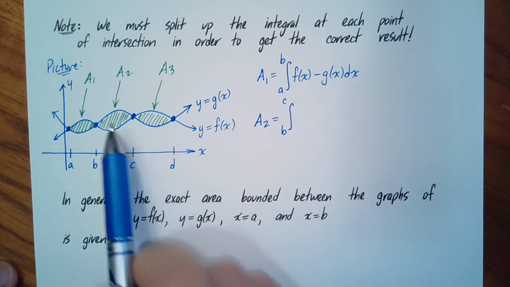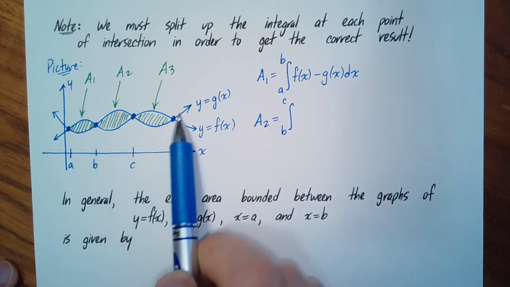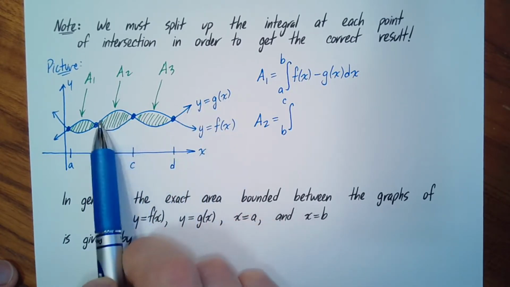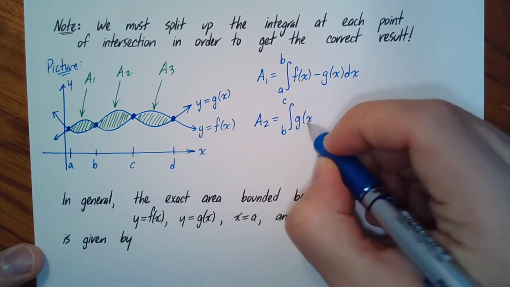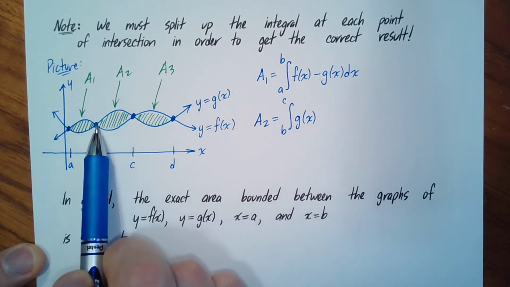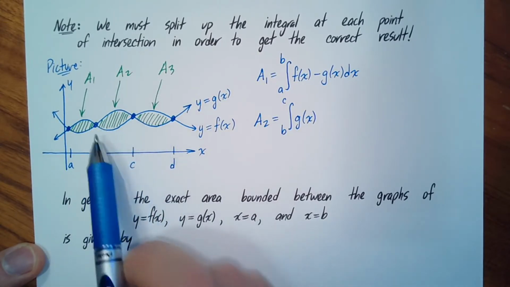And your upper function, well, what's the upper function? It's g, actually, this time. G is the upper function. That's the one that's going up at the top. So you're going to have g of x as your upper function. And then your lower function, well, it's probably got to be the other one, right? But nonetheless, this is what you would do.